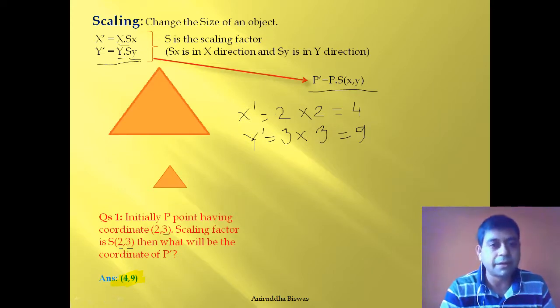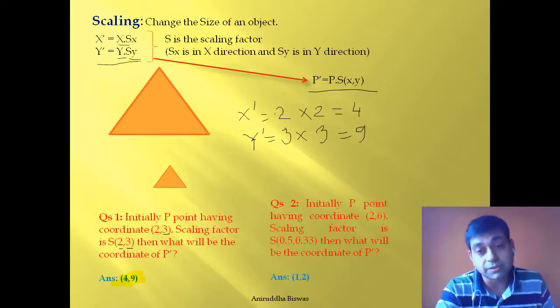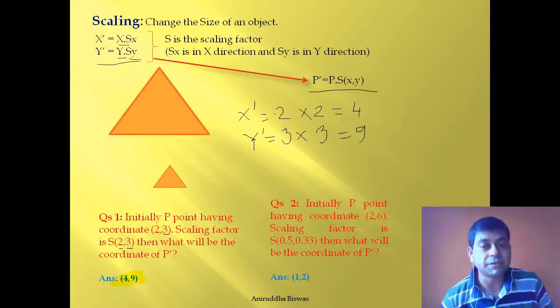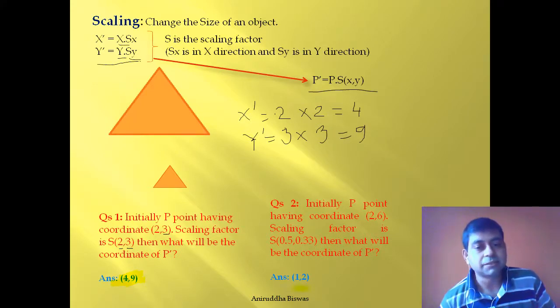So keep learning, and this is a problem for you. If the scaling factors are 0.5 and 0.33 for this point, what will be the final point? So this is the answer, but I would expect that you will do it yourself.